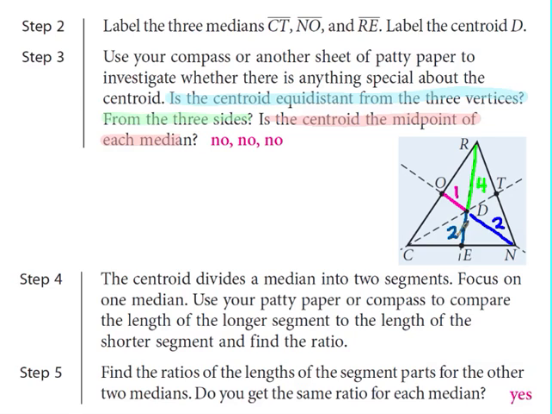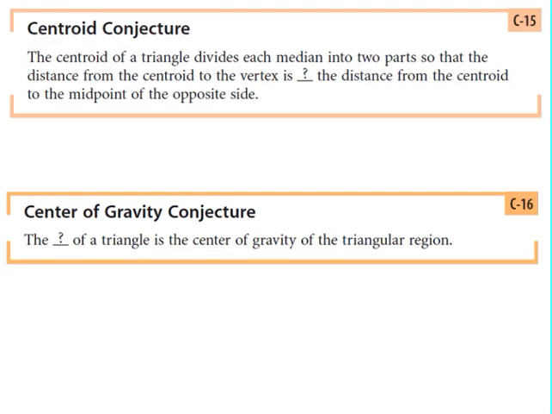The shorter segment is half of the longer segment, or you could view it as the longer segment is double the shorter segment. So we have a centroid conjecture. The centroid conjecture says the centroid of a triangle divides each median into two parts, so that the distance from the centroid to the vertex is twice the distance from the centroid to the midpoint of the opposite side.